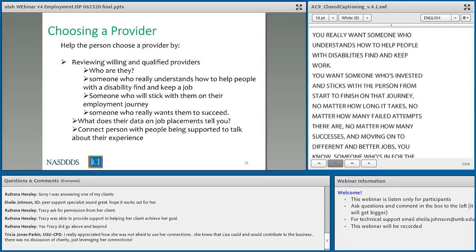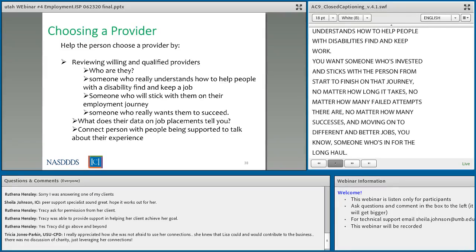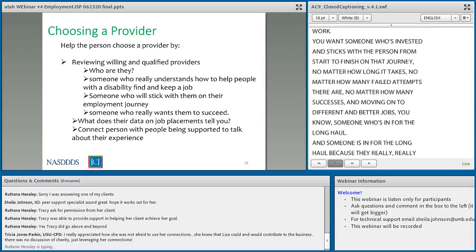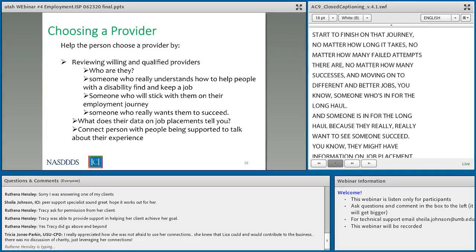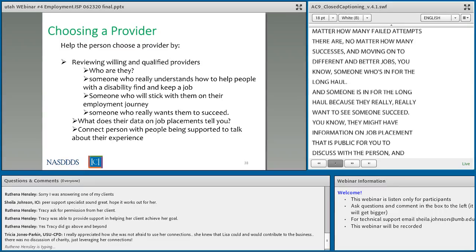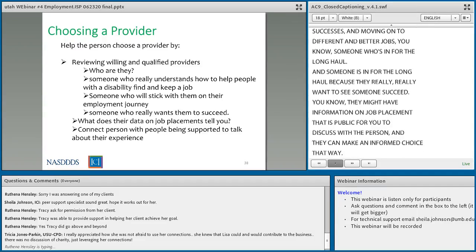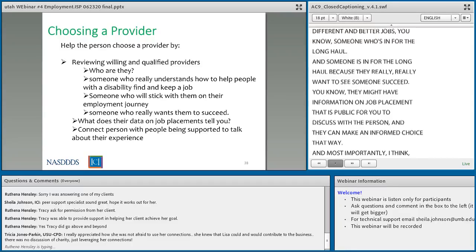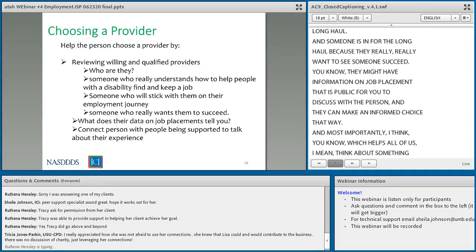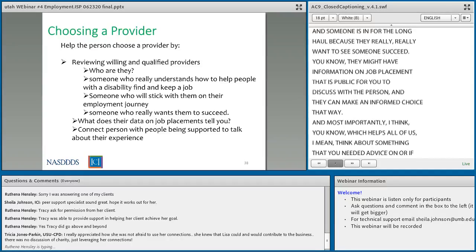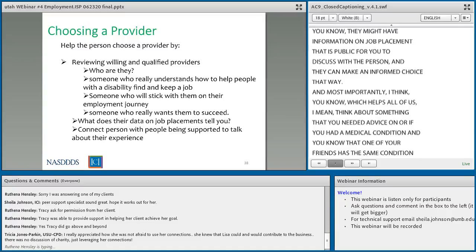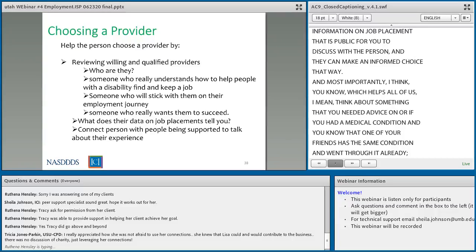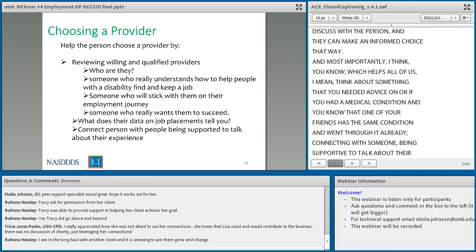And someone is in for the long haul because they really, really want to see someone succeed. They might have information on job placements that is public for you to discuss with the person, and they can make an informed choice that way. And most importantly, I think, think about something that you needed advice on, or if you had a medical condition and one of your friends has the same condition and went through it already. Connecting with someone, being supported to talk about their experience is so critical, and it really, really helps to give you genuine information.